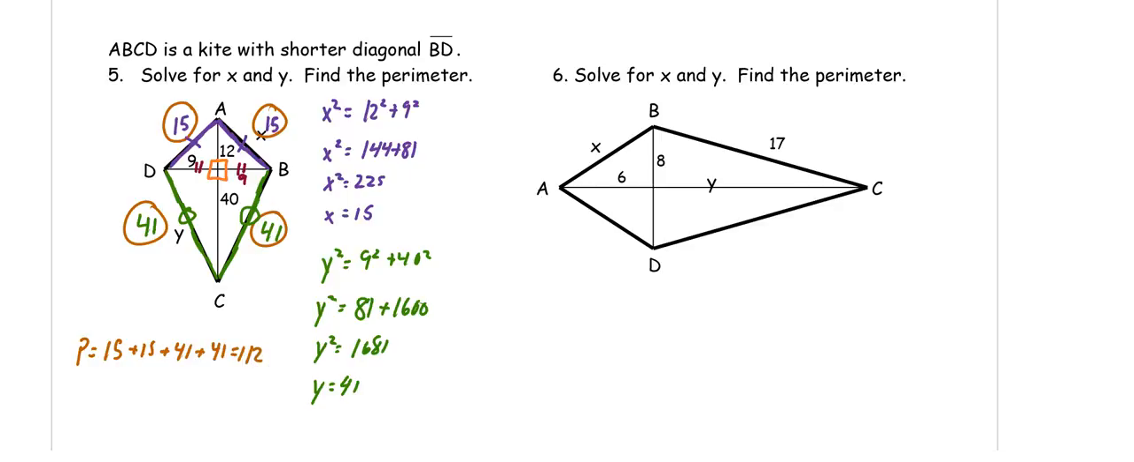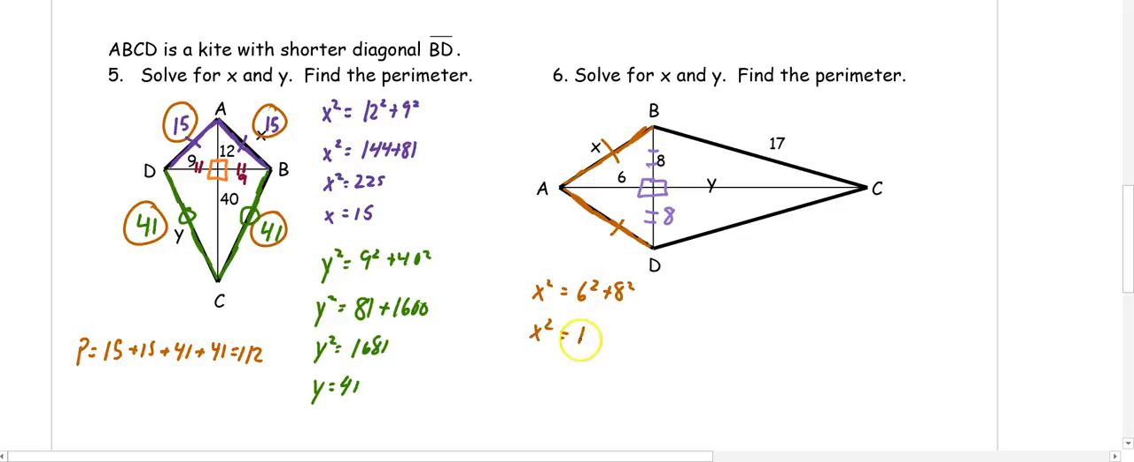So let's try looking at another one in number 6 where we're doing the same thing. So to solve for x, we know that BD is our bisected diagonal and that the diagonals are perpendicular. So to solve for x, which will get us AB and AD, because those are the congruent sides that are consecutive, we have x squared equals 6 squared plus 8 squared. X squared equals 100, because 36 plus 64 is 100. When we take the square root, we get x is 10. So we have 10 and 10.